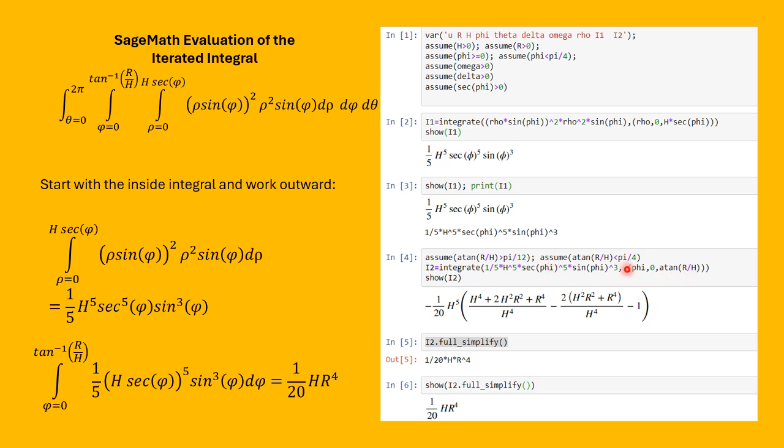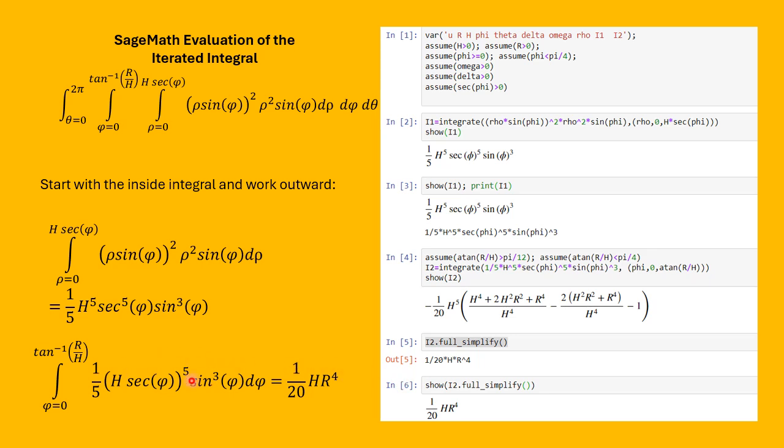When this is evaluated, the integral is equal to this stuff right here, which looks very complicated. Well, this simplifies quite a bit using some algebra. If we take this, which is called I2, and do a full simplification, all of this stuff just turns out to be 1/20th times h times r raised to the 4th power, which we can show in normal mathematical notation this way: 1/20th h times r to the 4th.